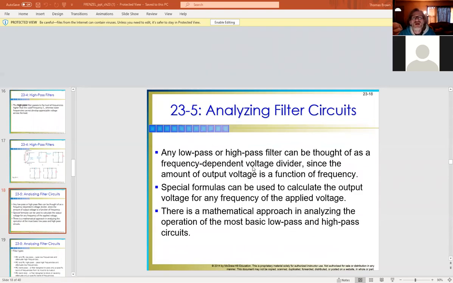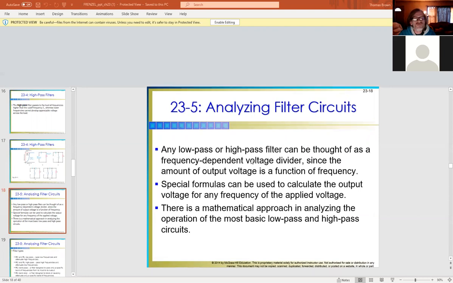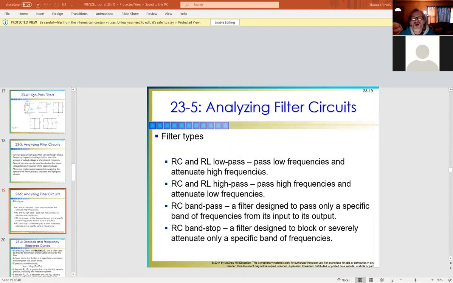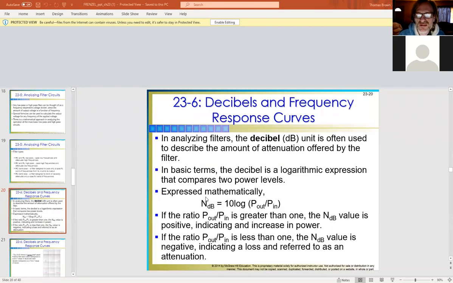They have RC low pass and RL low pass, and ideally it just depends on what we're trying to achieve overall. And again, we're not really going to be playing with this. It's just more of an introduction, something to look forward to in solid state, where you'll be playing with these types of circuits.